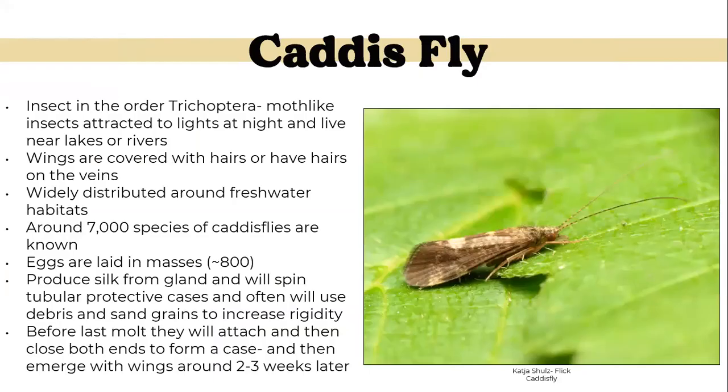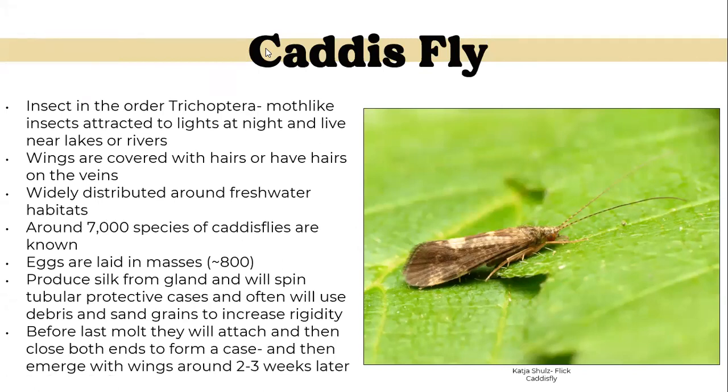All right. So there's also something called a caddis fly, which people don't know that we have. These little things kind of look like moths. They're kind of fuzzy. They're attracted to light. They're usually around freshwater habitats. Just within the world, there's about 7,000 known species of what we call caddis flies. They lay their eggs in masses, usually about 800 or so within a single mass.